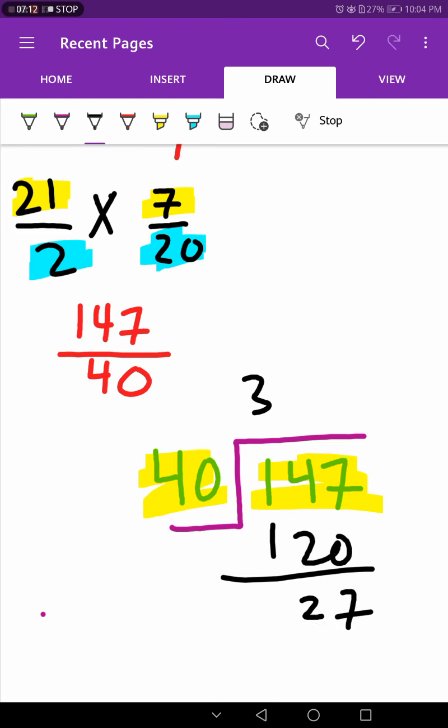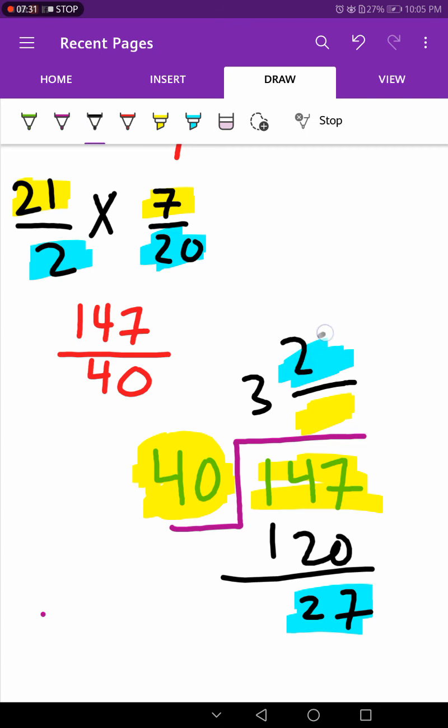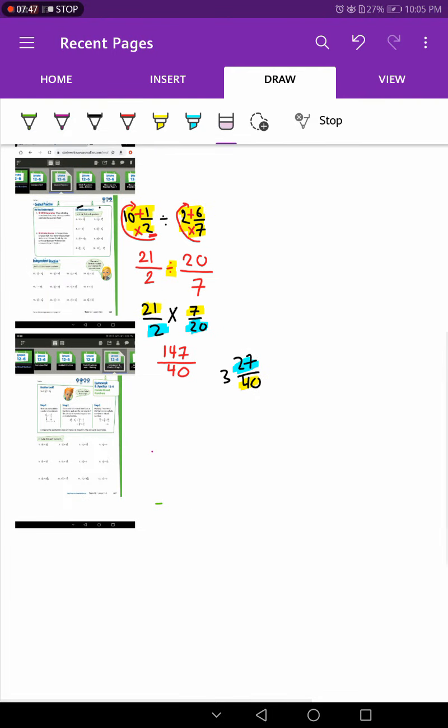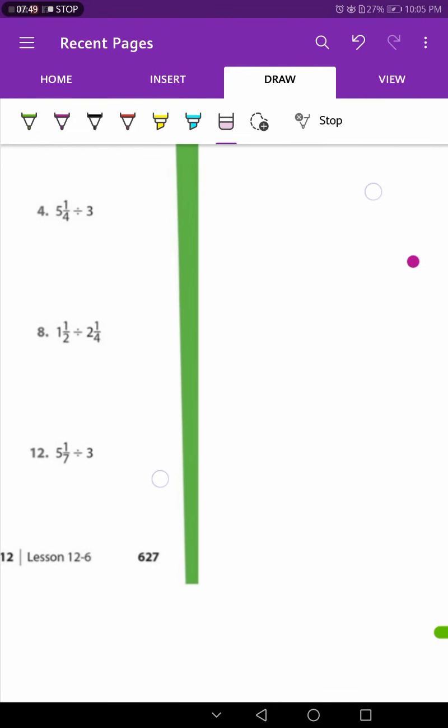So how do I write it? See, I draw a line here. Is it hard? No, teacher. And the yellow will be here. This one will be here. And this one will be here. Okay, so the remainder up and the divisor down. So here is everything. So it is 3 and 27 over 40. Okay, my dear students, let us take the last example here.